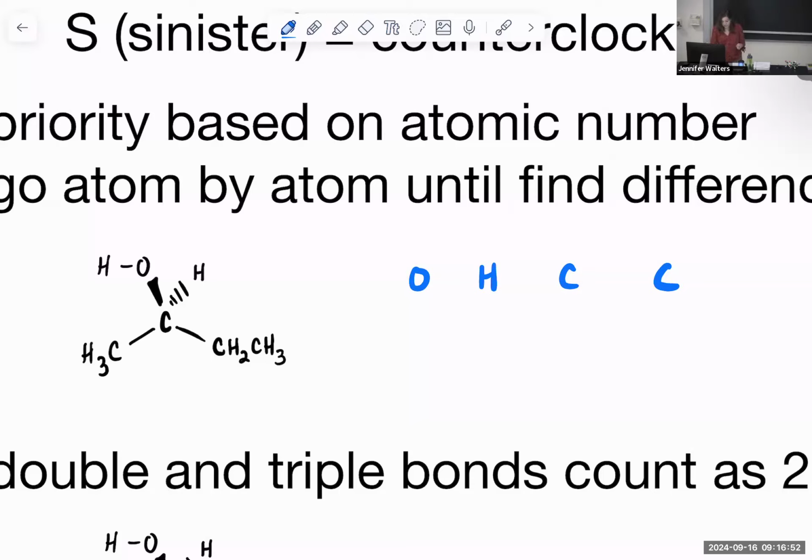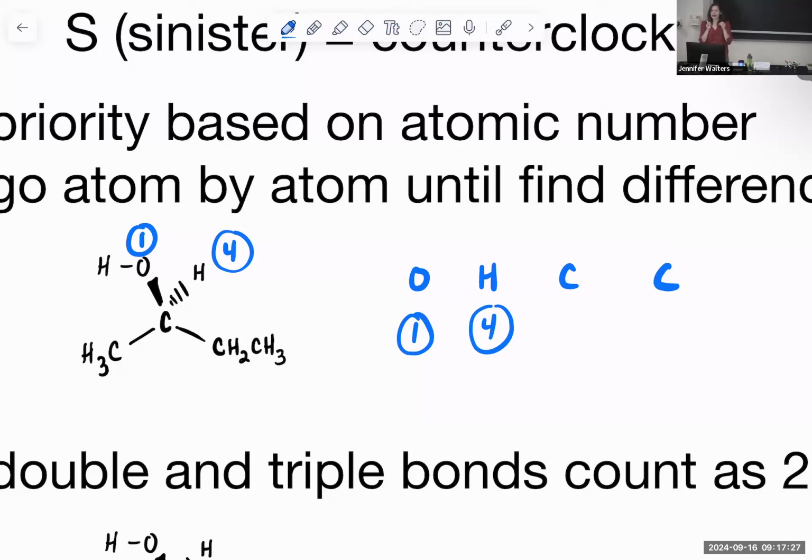So that oxygen automatically becomes number 1. It is that highest atomic number, so that whole group now becomes highest priority. Hydrogen has the lowest atomic number, so that automatically becomes number 4. There's nothing attached to hydrogen because hydrogen can only make 1 bond, but that whole grouping becomes priority number 4. Carbon and carbon are the same atomic number.